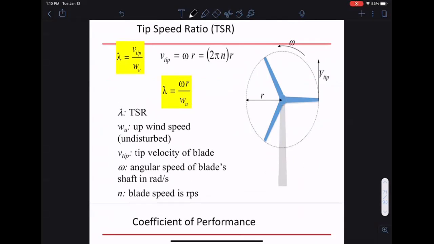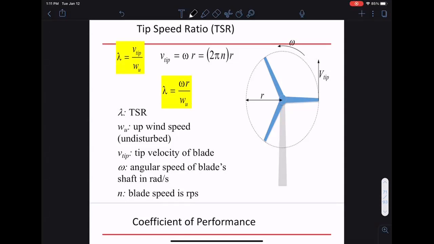It basically says how much power I can extract depends on the pitch of the blade, but for a given pitch, it also depends on how much my blade is spinning around. So it depends on this speed. If my blade is spinning at a faster speed, maybe I get more power. If spinning at a slower speed, maybe I get less power. So that's the tip speed ratio. This is called tip speed ratio.